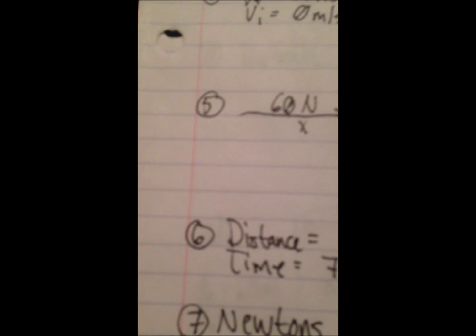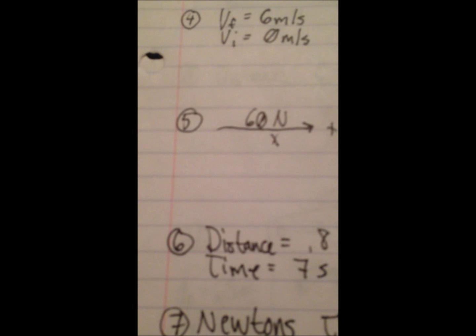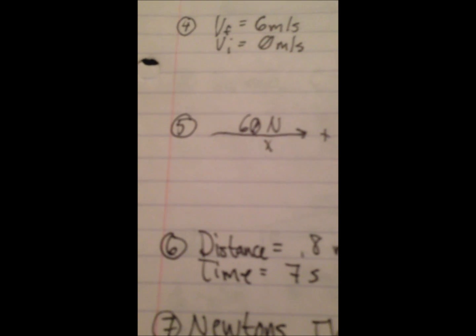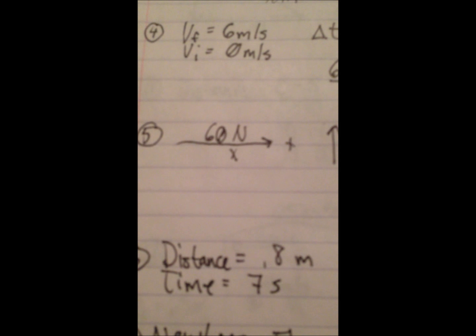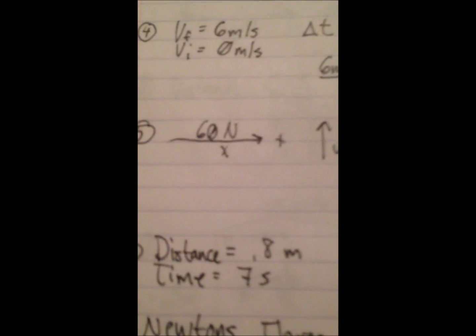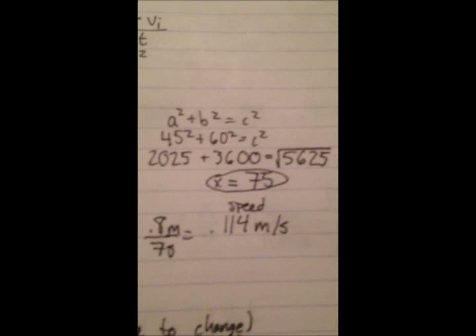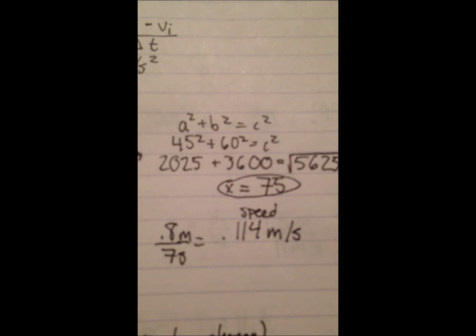Number 6. Moo Moo the puppy woke up from rest and started running to his food dish that is 0.8 meters away in 7 seconds. What is his speed? We list what we know, and then we plug it into the speed formula, distance over time, which gets us 0.114 meters per second.